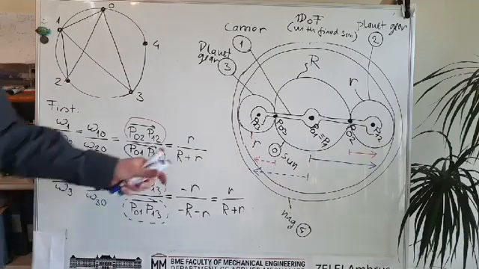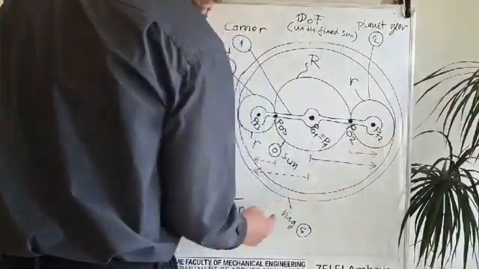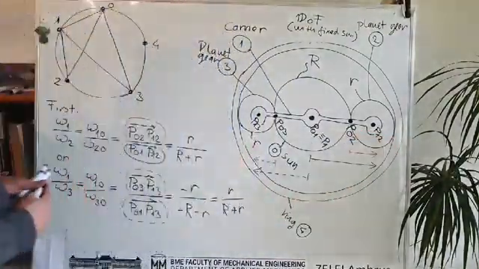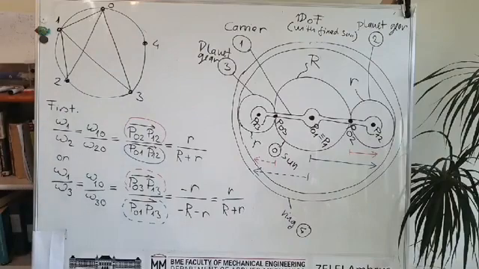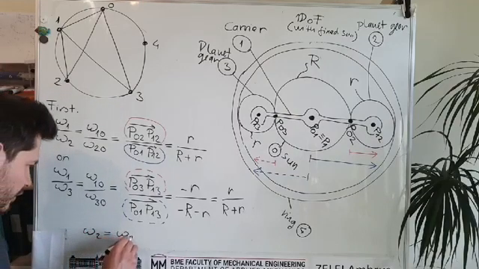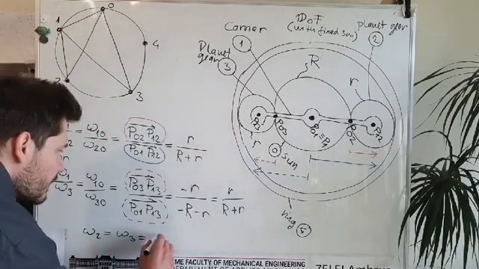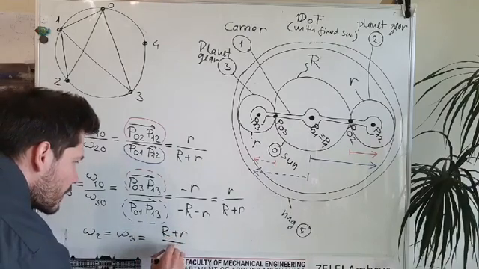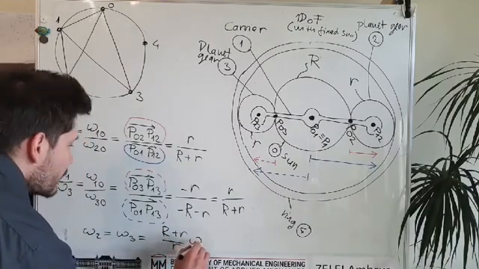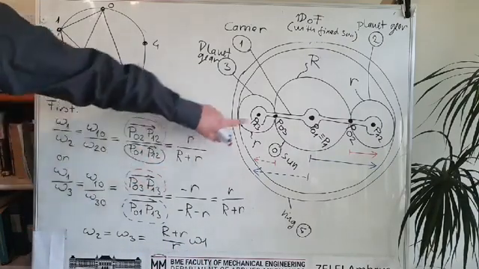And now, because they are touching each other, we will be able to calculate the angular speed of the ring. After having these two, we can say that omega 2 is equal to omega 3, which is equal to (R plus r) over r times omega 1. Okay, so this is the formula for the speed of the planet gears.